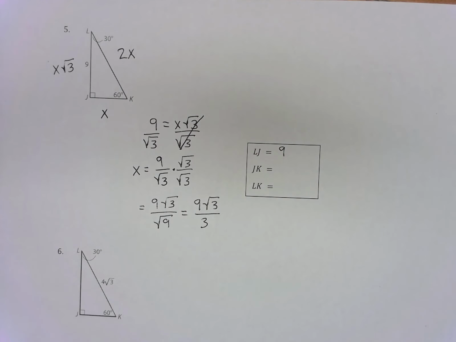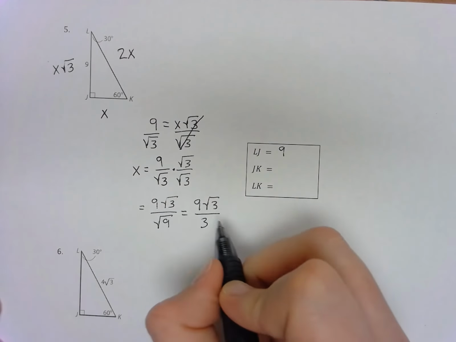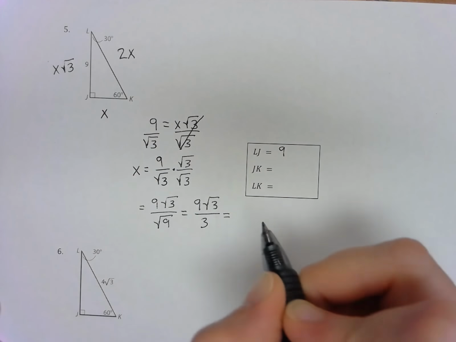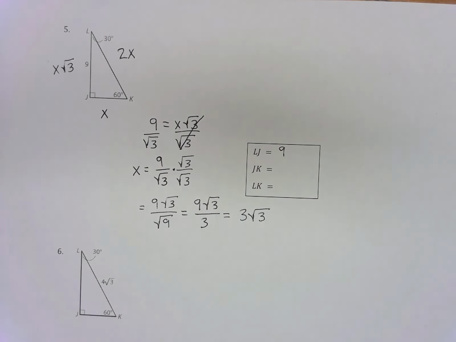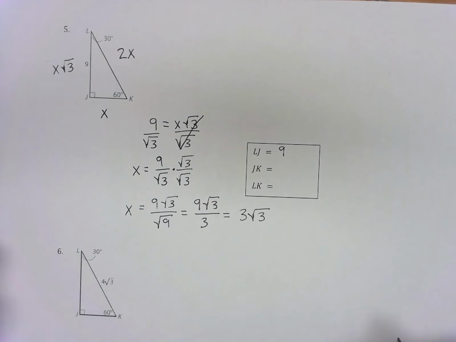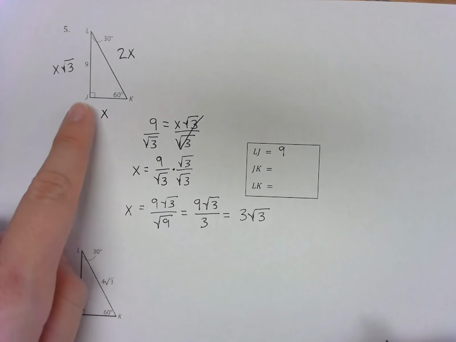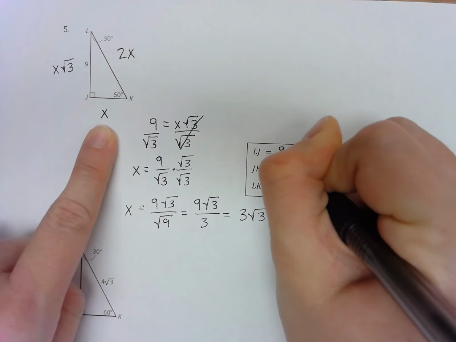Now we just need to check to see can we reduce, and we can. 9 and 3 can reduce. 3 goes into 9 3 times, so we have 3, the square root of 3. So all of that work was for x. So when we solved for x, that gave us the side for JK. So JK is 3, the square root of 3.